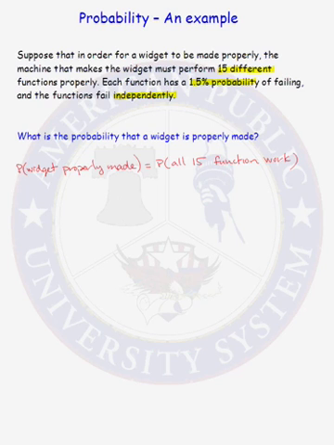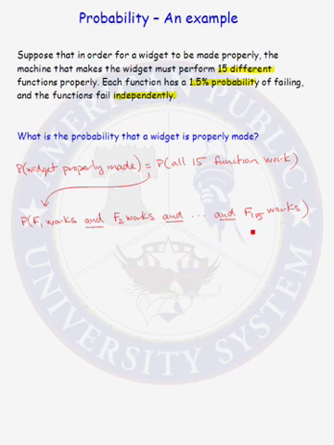Let's write our probability statement. We want to know the probability that a widget is properly made. When is a widget properly made? The widget is made properly when all 15 functions work. What has to be true when all 15 functions work properly? Function 1 must work, and function 2 must work, and function 3 must work, ... and function 15 must also work.